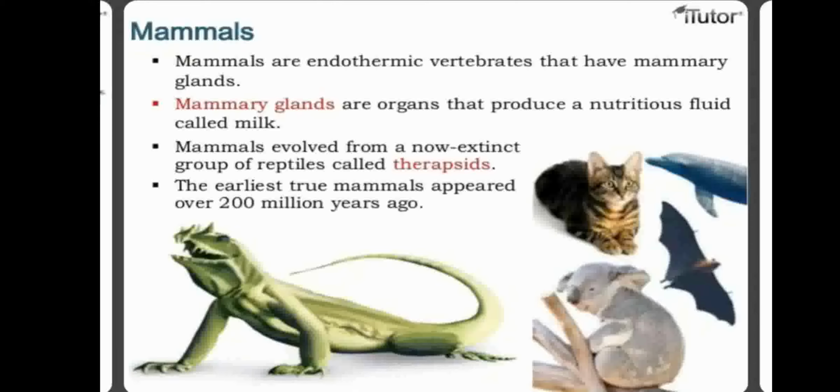And yes, mammals give birth to babies, except platypus and echidnas. They lay eggs. They are egg-laying mammals. The earliest true mammals appeared over 200 million years ago.